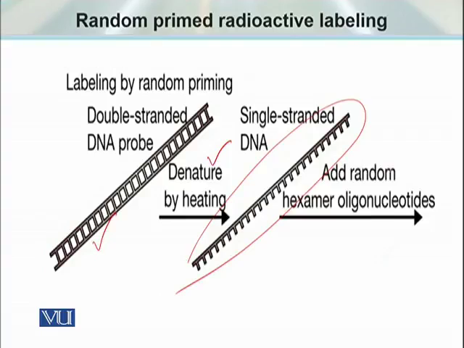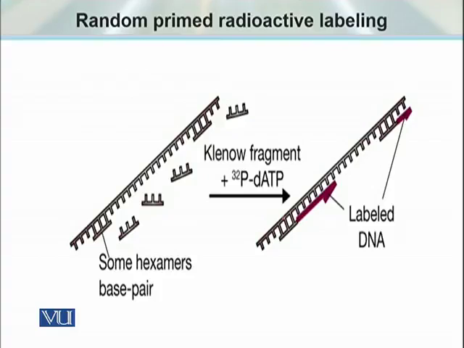In the second step, those oligonucleotides or primers, which are known as hexamers, are going to bind with the template strand at random positions, and the extension of those primers is going to fill up the gaps. Now this is the method which is preferred over both the previously discussed methods, because this method is going to give you very high activity of the probes.